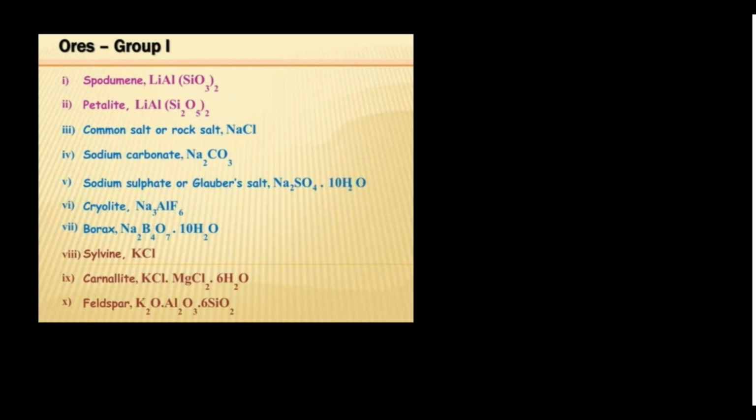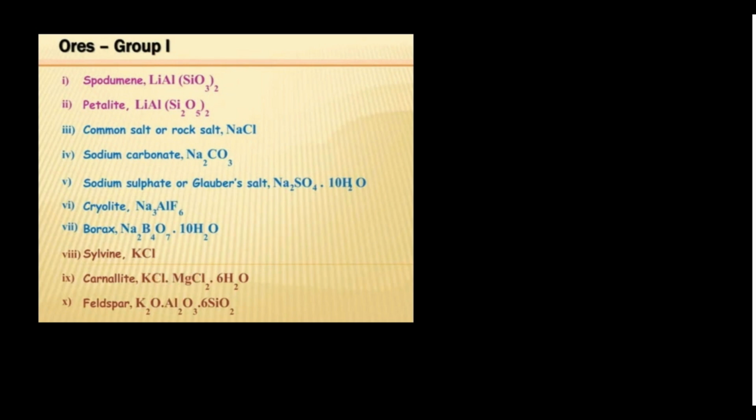Then cryolite is also there, which is a source of sodium, and then borax, which is again a hydrated form, with 10 water molecules. Then sylvine, which is the source of potassium, that is KCl. Then carnallite, again a source of potassium chloride. It is a kind of double salt, present along with magnesium chloride.